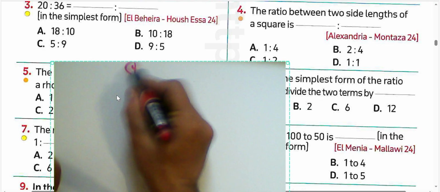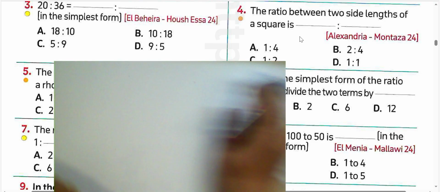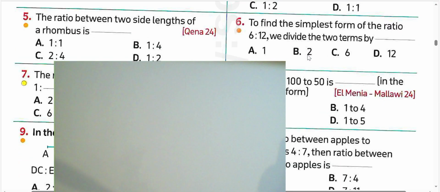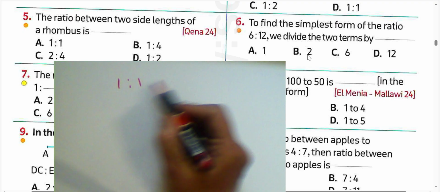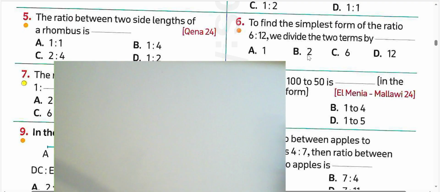Question number 4. The ratio between two side lengths of a square will be 1 to 1. Next question. The ratio between two side lengths of a rhombus is also 1 to 1, because all sides of a rhombus are equal in length. The ratio is 1 to 1.